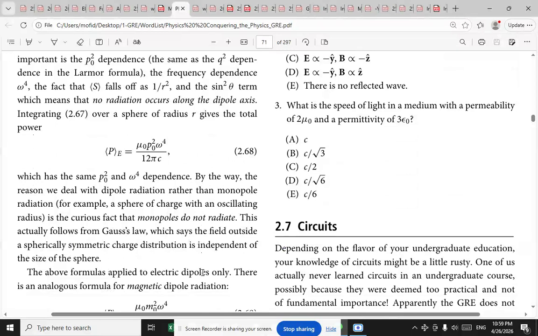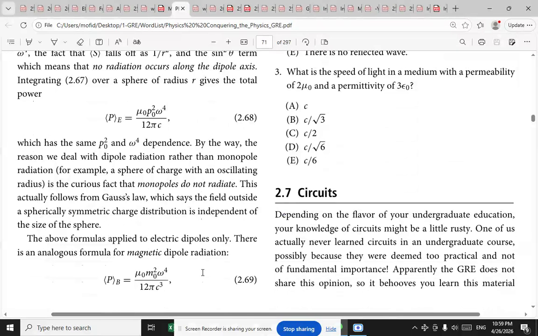This actually follows from Gauss's law, which is about the distribution of the charge on the surface, and it is not dependent on the surface geometry or size. It says the field outside a spherically symmetric charge distribution is independent of the size of the sphere.